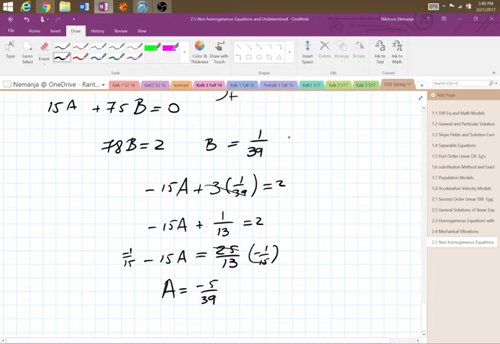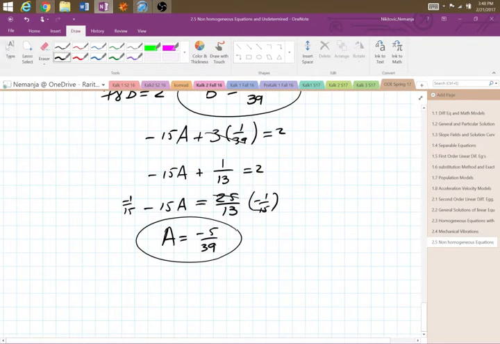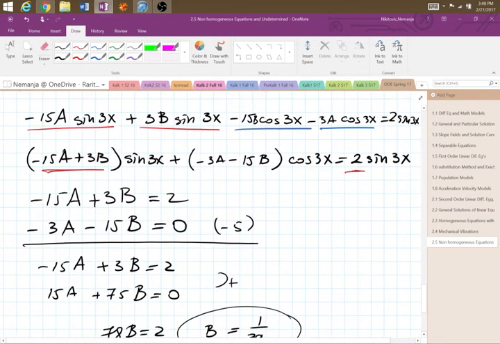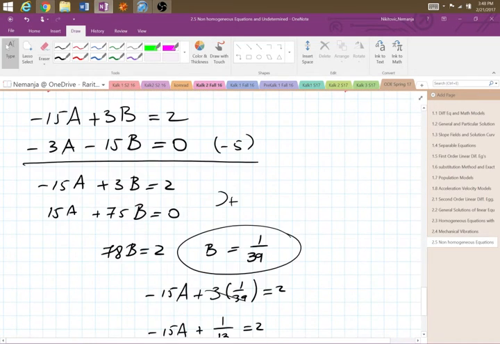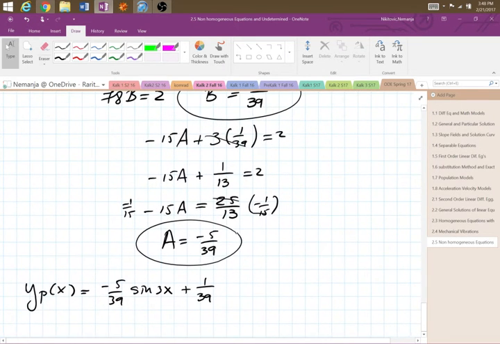So I have b and I have a, which gives me the particular solution. So y_p of x is equal to a sine 3x, so negative 5 over 39 sine 3x plus 1 over 39 cosine 3x.